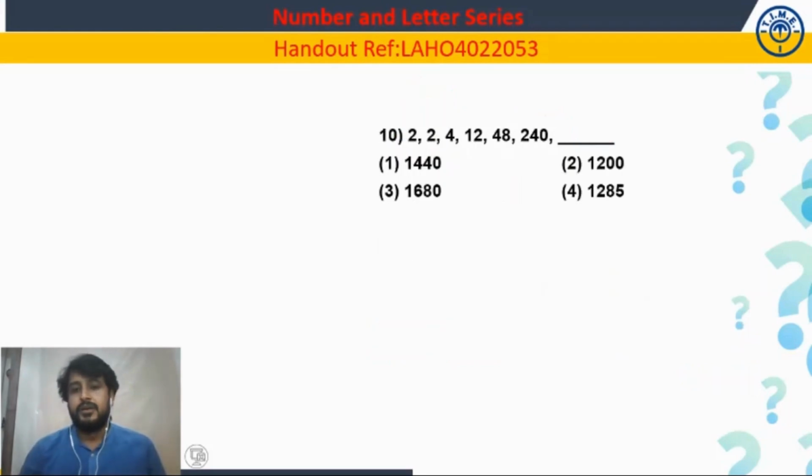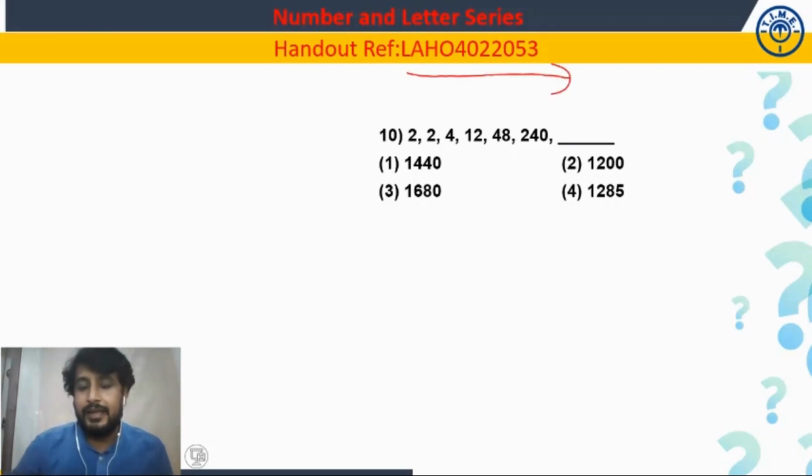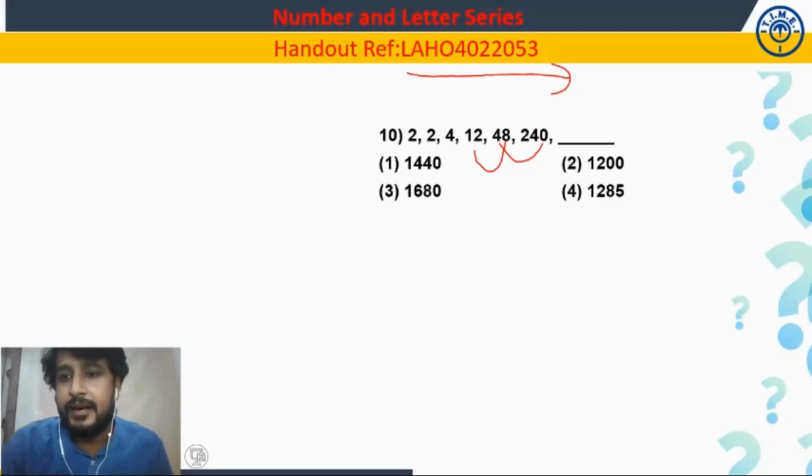Move to question number 10. 2, 2, 4, 12, 48, 240. Are the given numbers in an increasing pattern or decreasing pattern? Definitely increasing. Increasing slowly or rapidly? Increasing rapidly. 48 to 240, there is a big jump. 12 and 48, there is a big jump. So you can confirm that the given series is increasing rapidly.